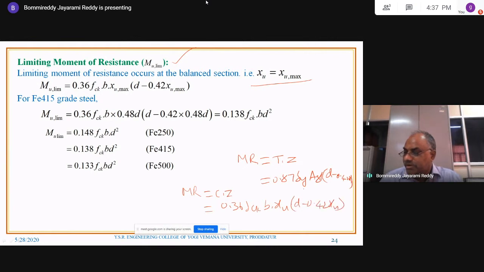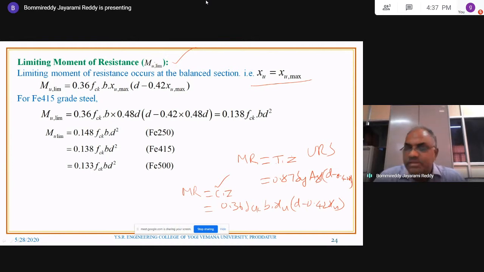These are the only formulas available. You know what C is? C is nothing but 0.36 fck b xu. What is T? 0.87 fy Ast. And in both cases, Z is d - 0.42 xu. So this is how the moment of resistance is normally computed for an under-reinforced section and also the over-reinforced section.